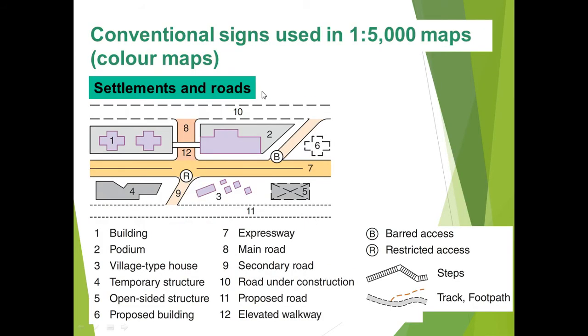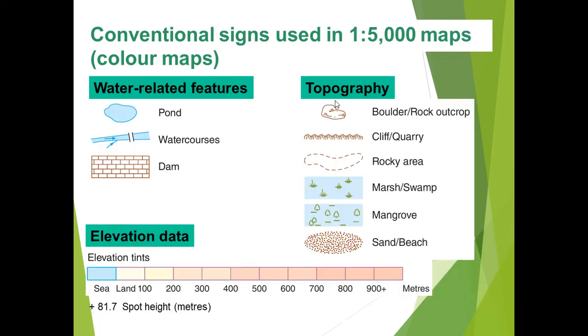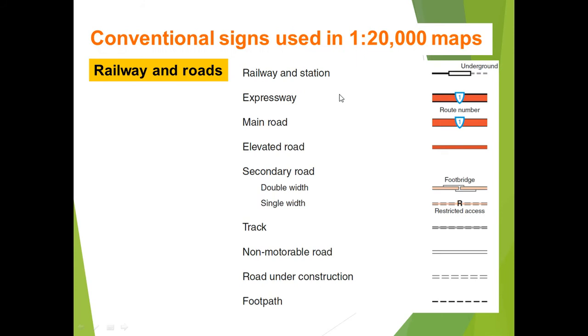If you take out your textbook right now, you can find a very clear list already printed in it. If you turn to the first few pages, there is a very clear list for the 1 to 5,000 scale maps, and also another set of symbols for the 1 to 20,000 scale maps.